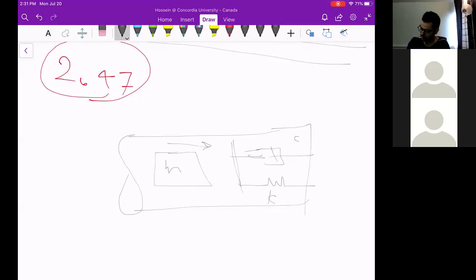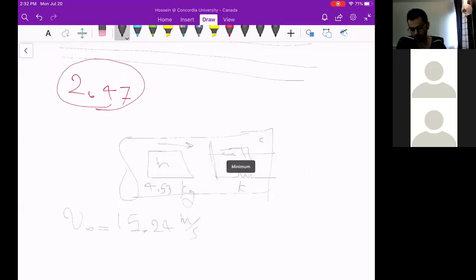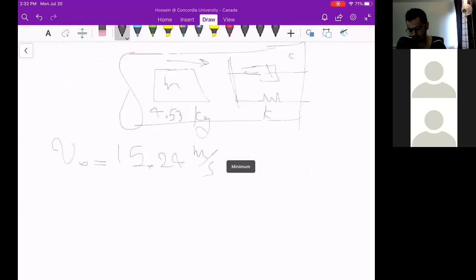Let me read the problem. 2.47. A piston of mass 4.53 kilogram is traveling in a tube with a velocity of 15.24 meter per second, and engages a spring damper as shown here. Determine the maximum displacement of the piston after engaging the spring damper.